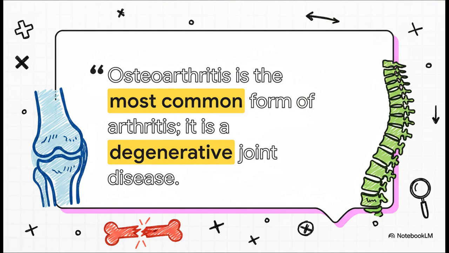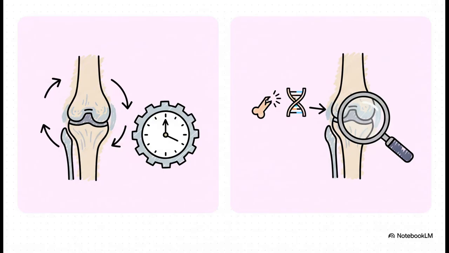We're going to zoom in on the most common type, which is osteoarthritis. This is what you'd call a degenerative disease, and you can pretty much think of it as the natural wear and tear on our body's hinges after a lifetime of movement. But even within this one type, there's another key distinction.